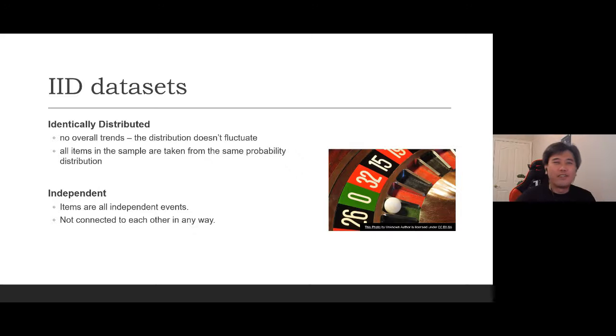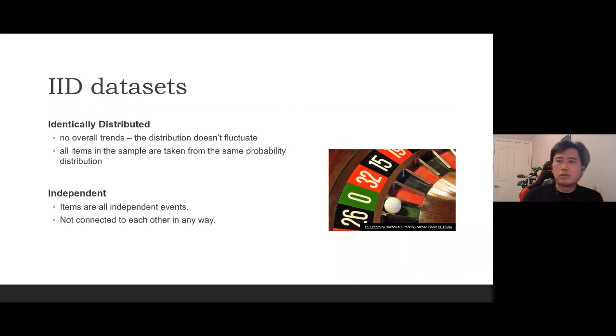For Internet of Things data sets, you would hear what we call IID data sets, which is independent and identically distributed, when you're working with anomaly detection. Identically distributed means that the overall distribution does not fluctuate, meaning it's the same probability distribution, where you collected your data. Like in this case, you collected your data through this roulette. They all belong to the same roulette, right?